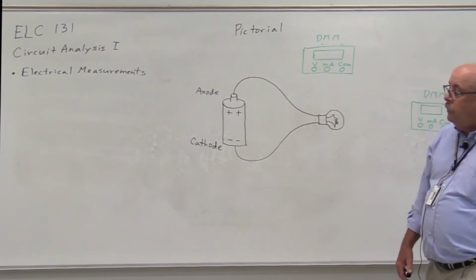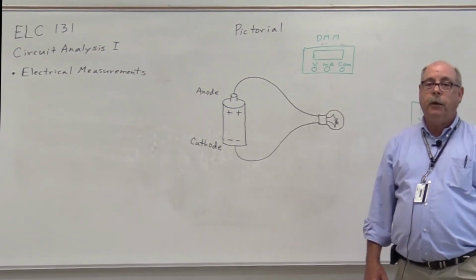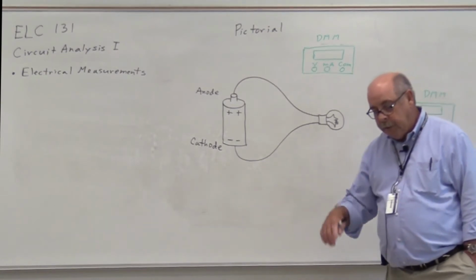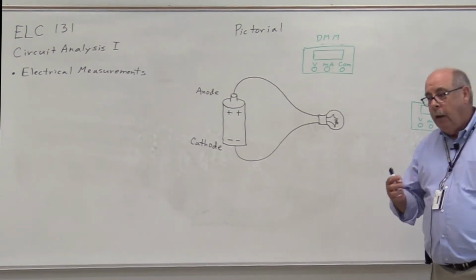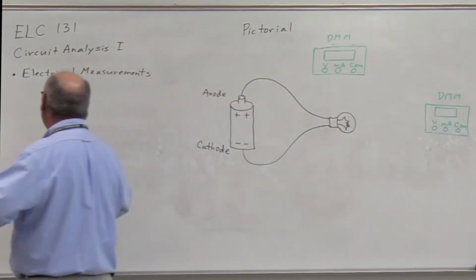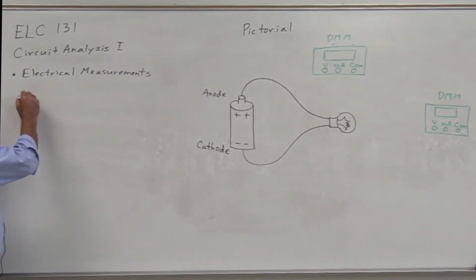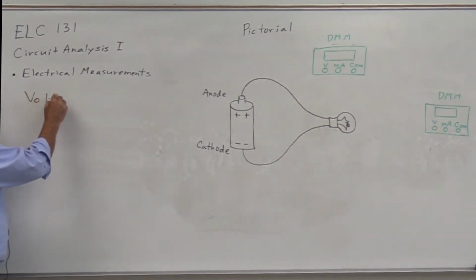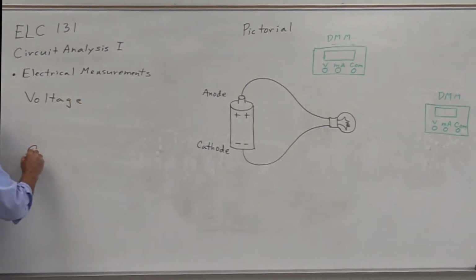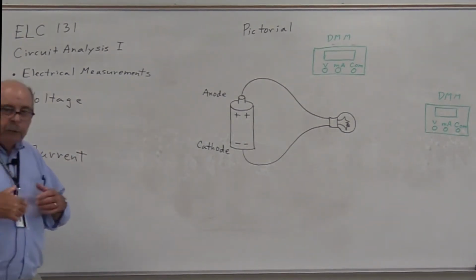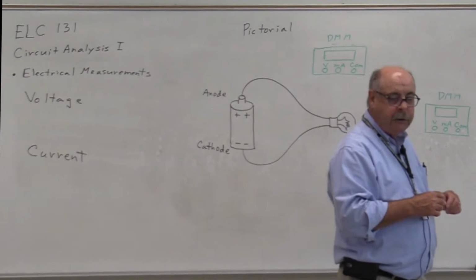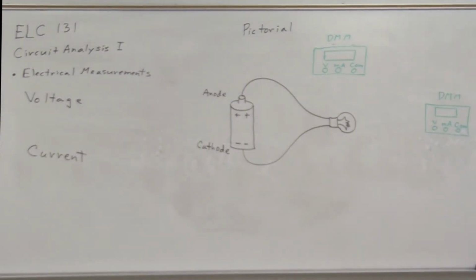Okay, this is ELC 131, Circuit Analysis 1, and this short video will talk about making electrical measurements. Now, the two measurements we're concerned about in this discussion will be voltage and current. We will, in a later presentation or video, talk about measuring the third electrical quantity, which is resistance, but for today we'll just concern ourselves with voltage and current.